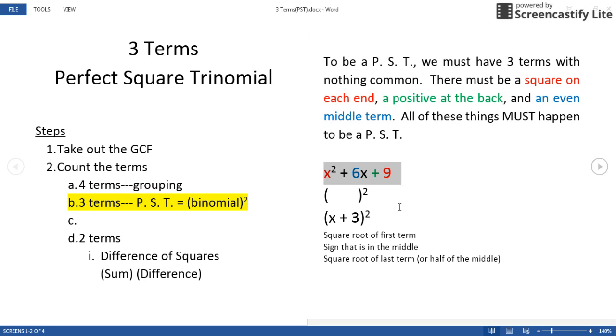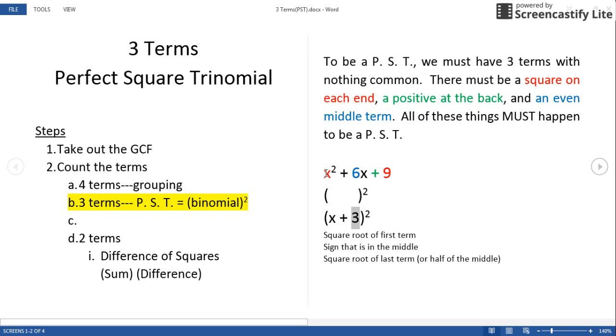To get the terms of the binomial, let's do the square root of the first term. The square root of x squared is x. Let's take the sign that is in the middle of the problem. Here it was a plus, so we'll put a plus. And then let's take the square root of the last term. The square root of 9 is 3.